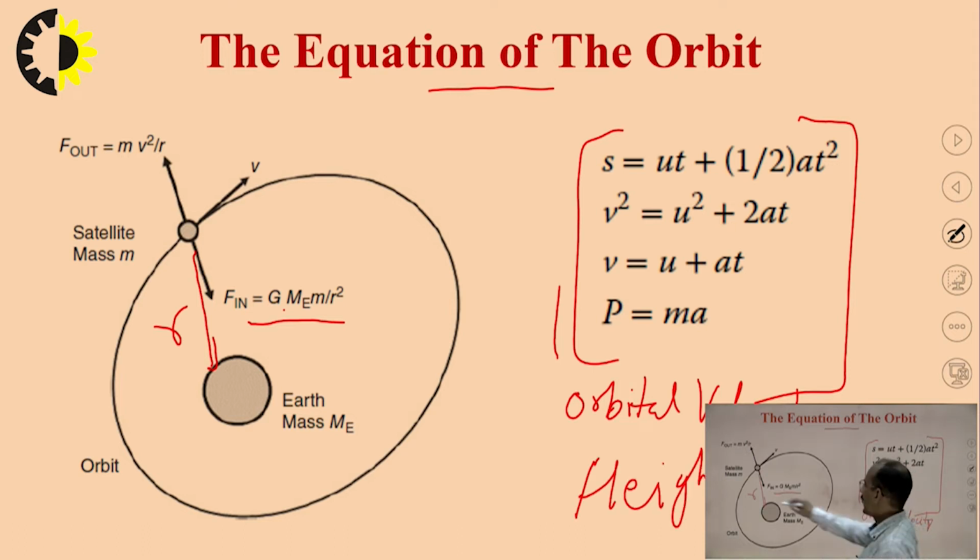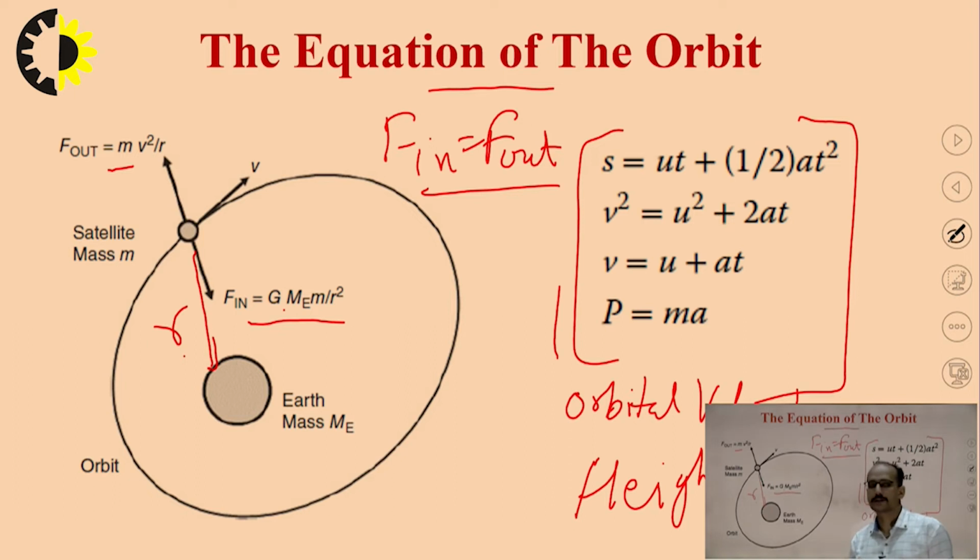Here that height is r and the velocity is v. Due to this velocity v, the kinetic energy which this satellite has creates a force, and that force F out is equal to mv square upon r. So due to that you can calculate the equation of the orbit. To calculate that orbit, you just have to equate F in equal to F out, because it is the only condition in which the satellite remains in its orbit.